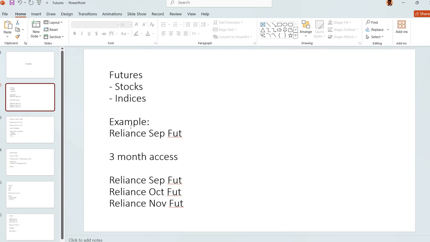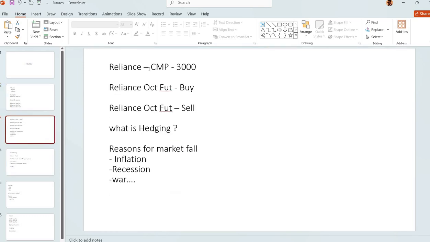If the current month is September, we will have access to the next 3 months. Like September, October and November. So you can see here Reliance September FUT, October FUT, November FUT. Consider that the current market price of Reliance is 3000 rupees. If I think Reliance will increase up to 3100 by October, then I will buy Reliance October FUT. And if I think Reliance will decrease to 2900 by October, then I will sell Reliance October FUT. So we can trade only in 3 months contracts.